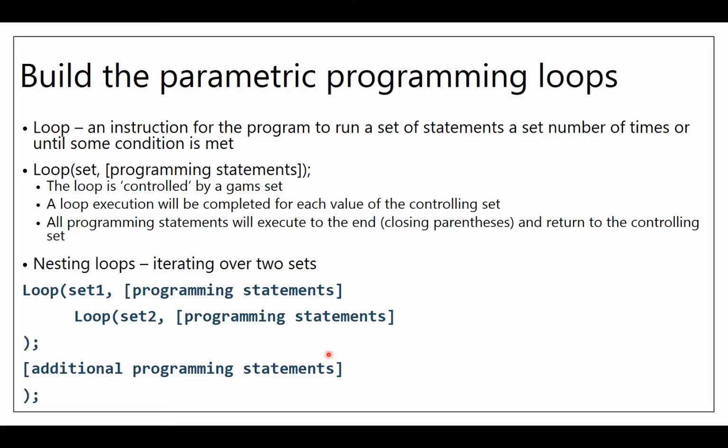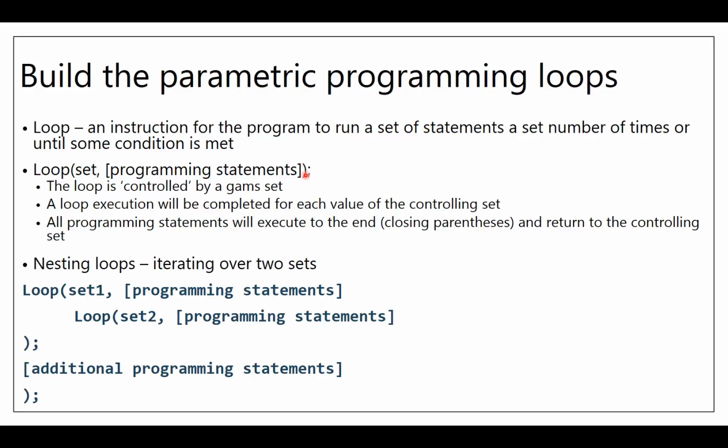So it's a set of instructions to run these statements a set number of times, either until some condition is met or some predetermined number of times. And so we're going with the first one. We're going to create a set, we're going to give it the number of iterations, and then we'll run till we run out of those iterations. The syntax for a loop is just to make a call, right, to the programming function loop.